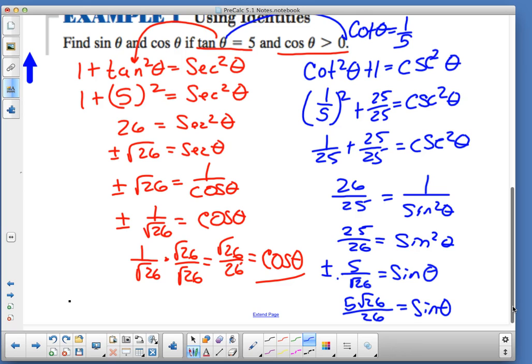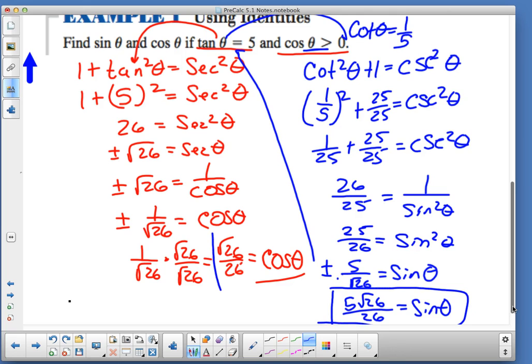But now I've got a positive since tangent was positive. So although I have those options, I go back up here and I recognize that tangent's positive. They said cosine's positive. So therefore, since tangent is positive and cosine's positive, sine must therefore be positive. And this is my final answer for sine. And this is my final answer for cosine.